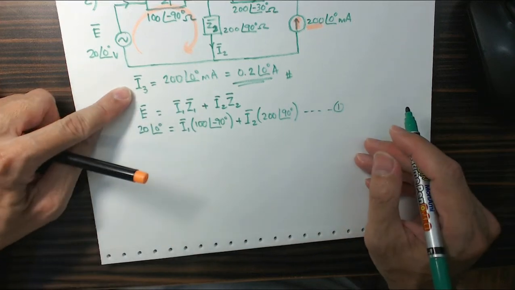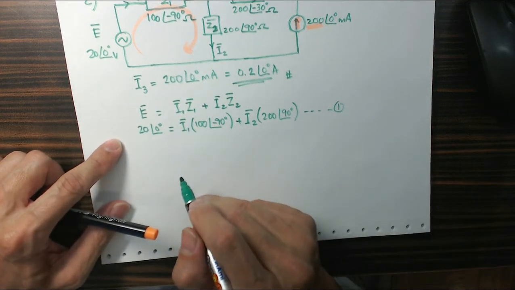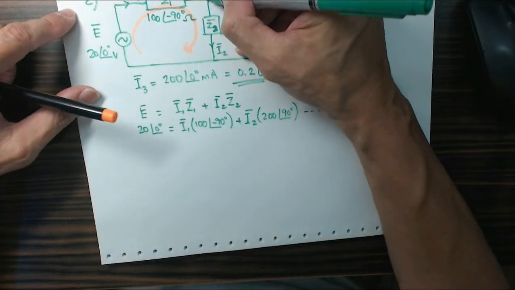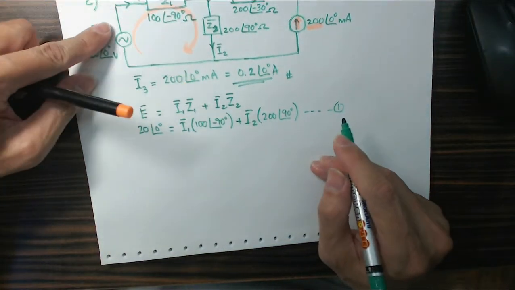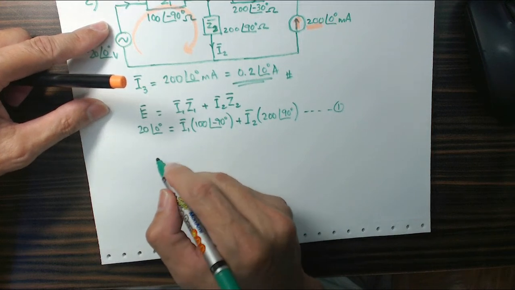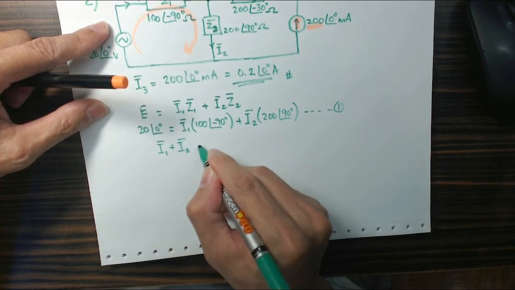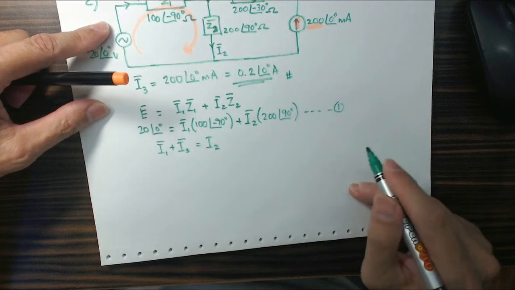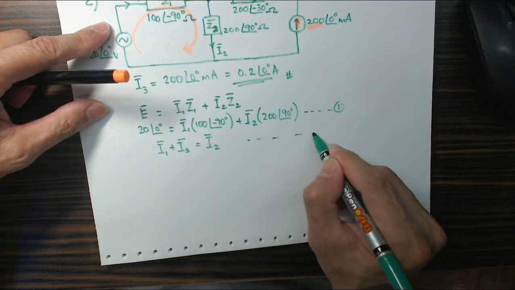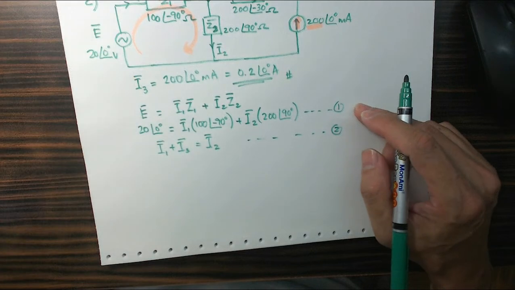I also know I3, right? However, we also know that at this point, using Kirchhoff current law, I1 comes in, I3 comes in, but I2 goes out. In other words, I1 plus I3 must be equal to I2. Okay, so we substitute equation 2 into equation 1.